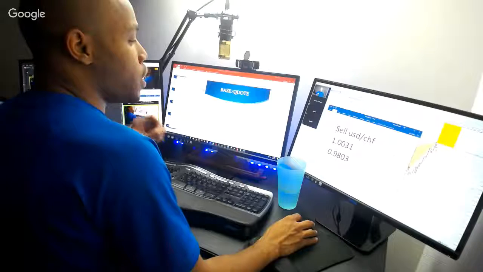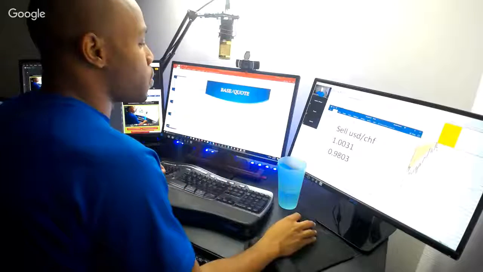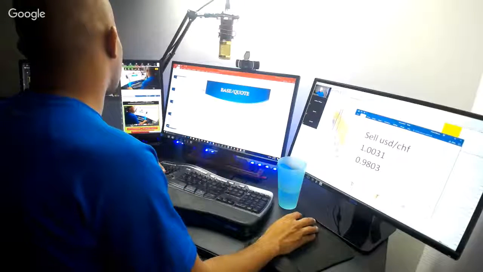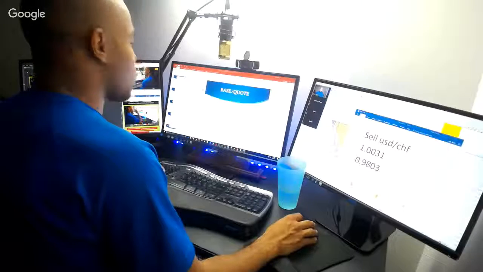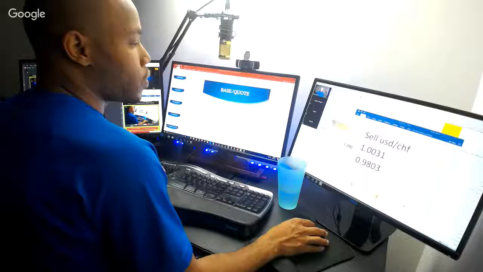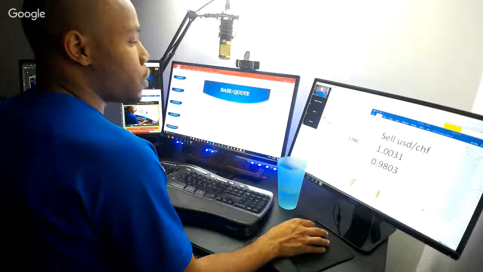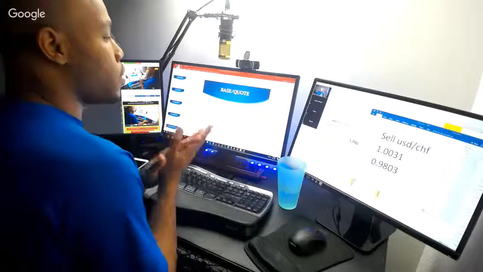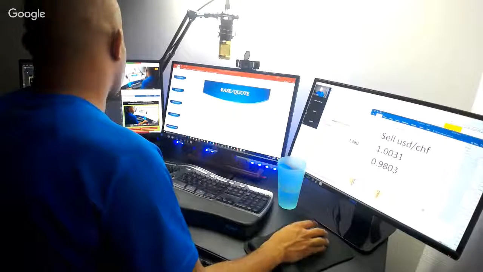How many pips is this? What's the pip value difference between 0.9803 and 1.0031? And I'm going to bring over the calculator so you guys can see it as well. If selling throws you off with going in the opposite direction, let me know. But we just want to know the value, the difference between where we got in and where we can potentially get out. How many pips is that?